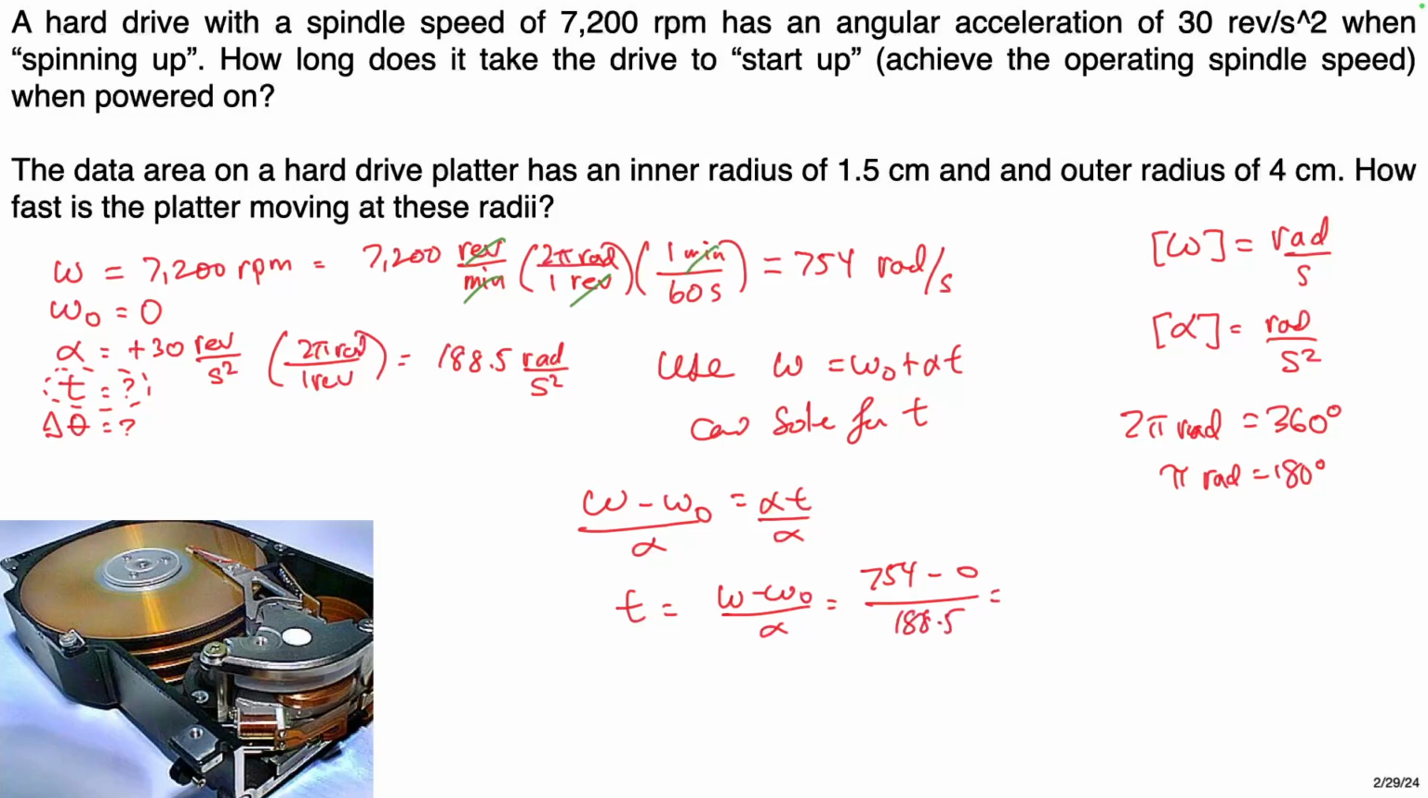188.5. Since I've put standard units of radians per second squared into this, I know I'm going to get the correct units for time. So all I got to do is throw the number in. And I get a time of 4 seconds. So the startup time for this hard drive, 4 seconds. Or at least to get the platters up to speed.